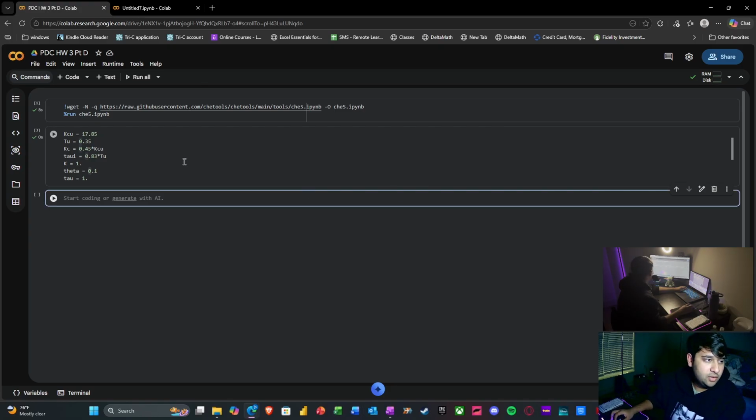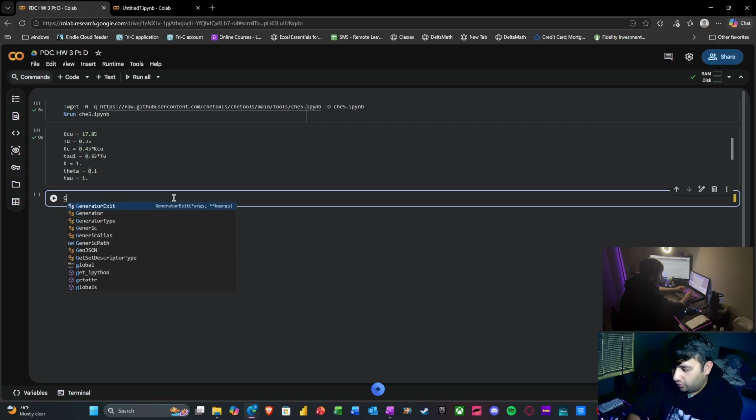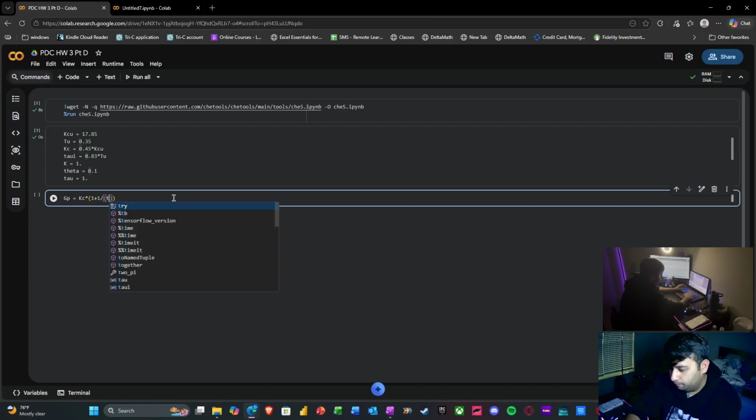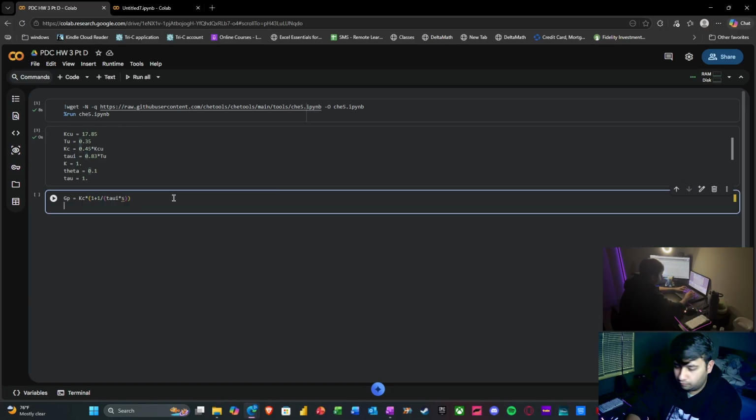Okay, so this is the coding section. I've already set up our library and gotten the values that we require for this, and we're going to start with the Ziegler method. Let's go right into it. We're going to have to find our GC, which is Kc times 1 plus 1 divided by tau I times s.